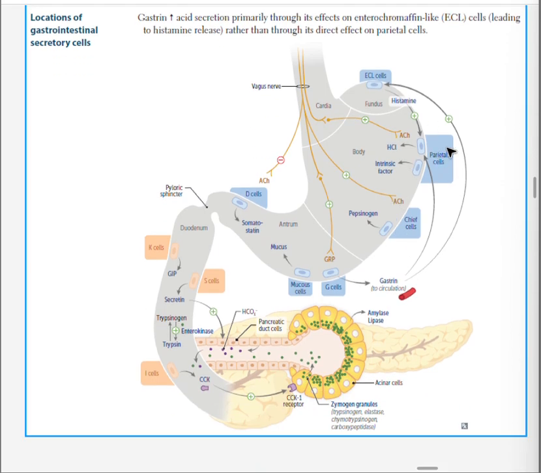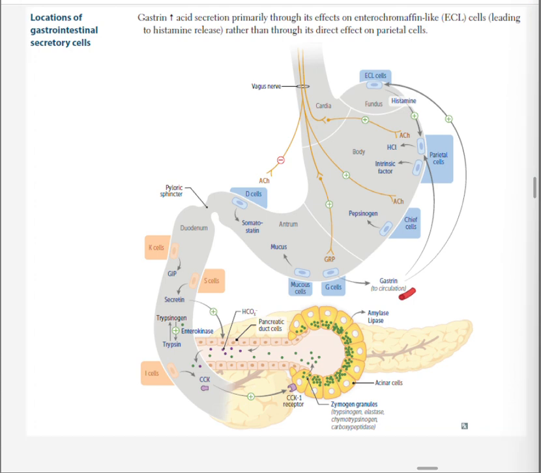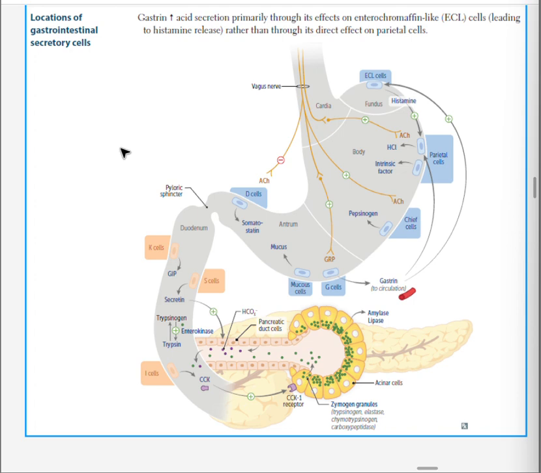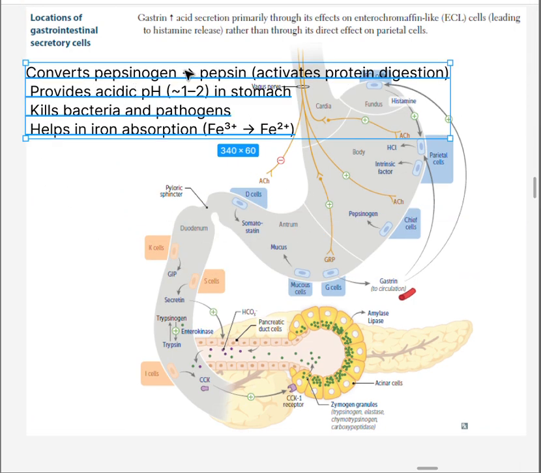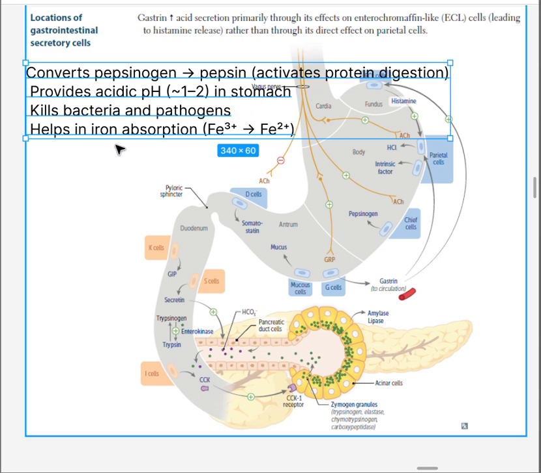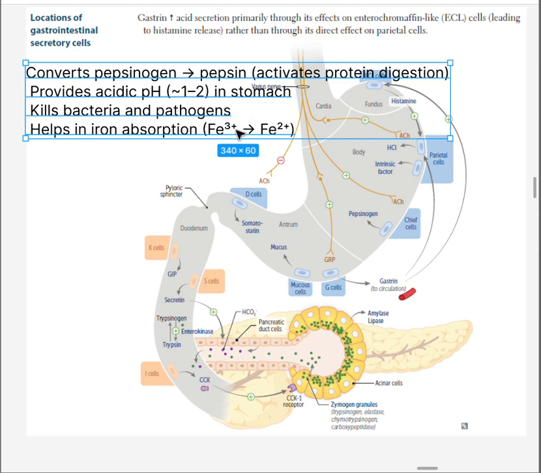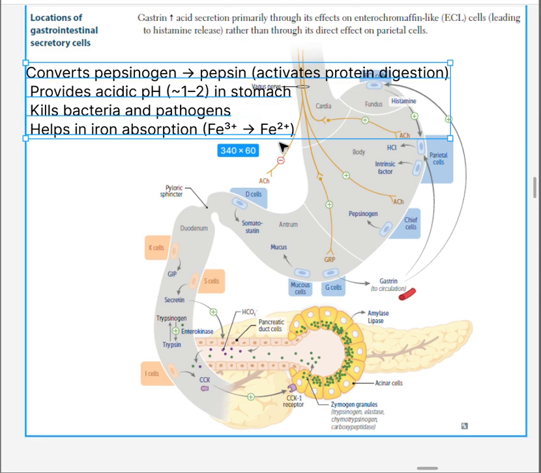So here are your parietal cells in the fundus and the body of the stomach, and they basically do four things. They convert pepsinogen into pepsin, which activates protein digestion. They provide an acidic pH of about 1 to 2 in the stomach, and it kills bacteria and pathogens, and also helps in iron absorption because it converts the Fe3+ into the Fe2+ form. Right?